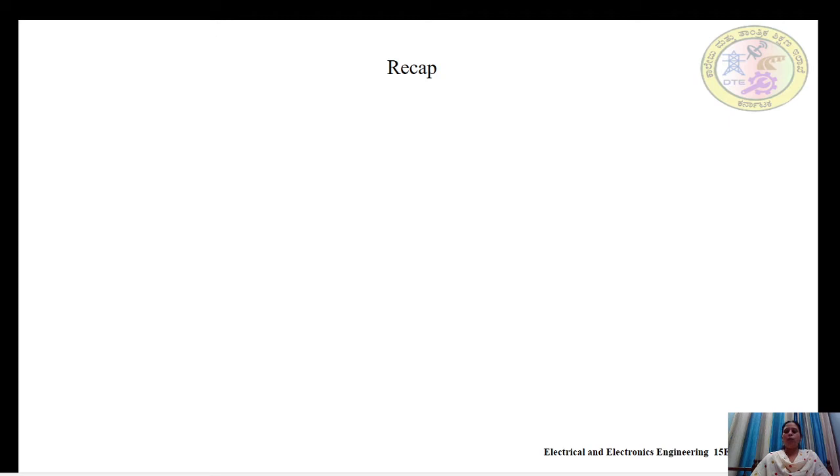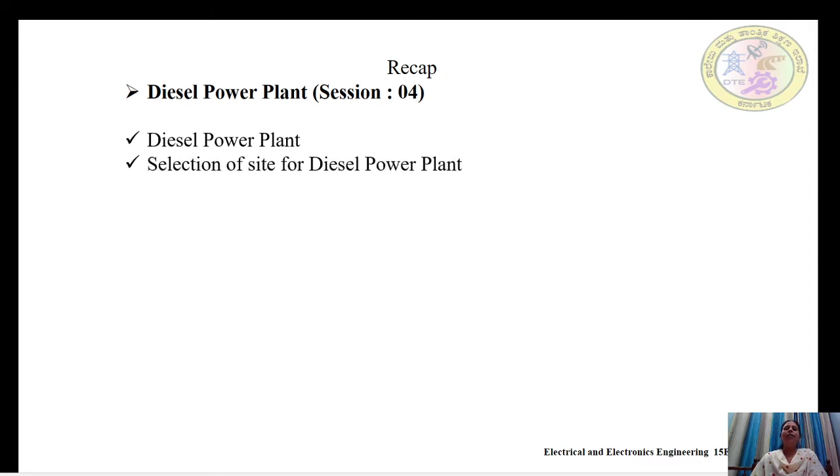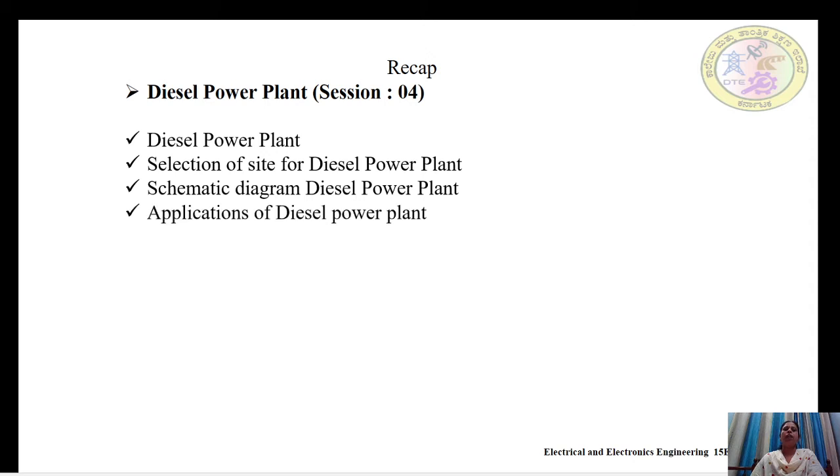Let's recap what we have studied in the last two sessions. In session 4, we studied the diesel power plant: what a diesel power plant is, the points to be considered for its selection, and its schematic diagram, in which we came to know the various components and their functions. We also saw the applications of diesel power plant and MCQs on diesel power plant.